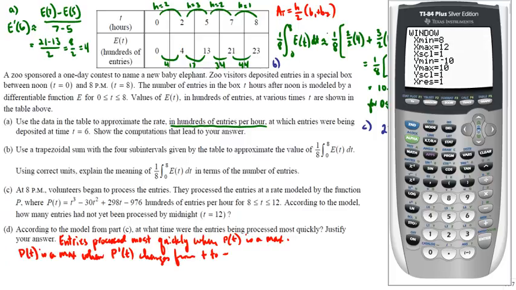Now, I'm only interested in the time when they're processing these entries, which is from 8 to 12. I'm not concerned about 0 to 8 because they haven't started at that point. I set my y min to be negative 10 and my y max to be positive 10. If I graph that, I can see that I have two zeros, or two critical points, of that function. Those are the places where the derivative is 0, and I want to find those two zeros.